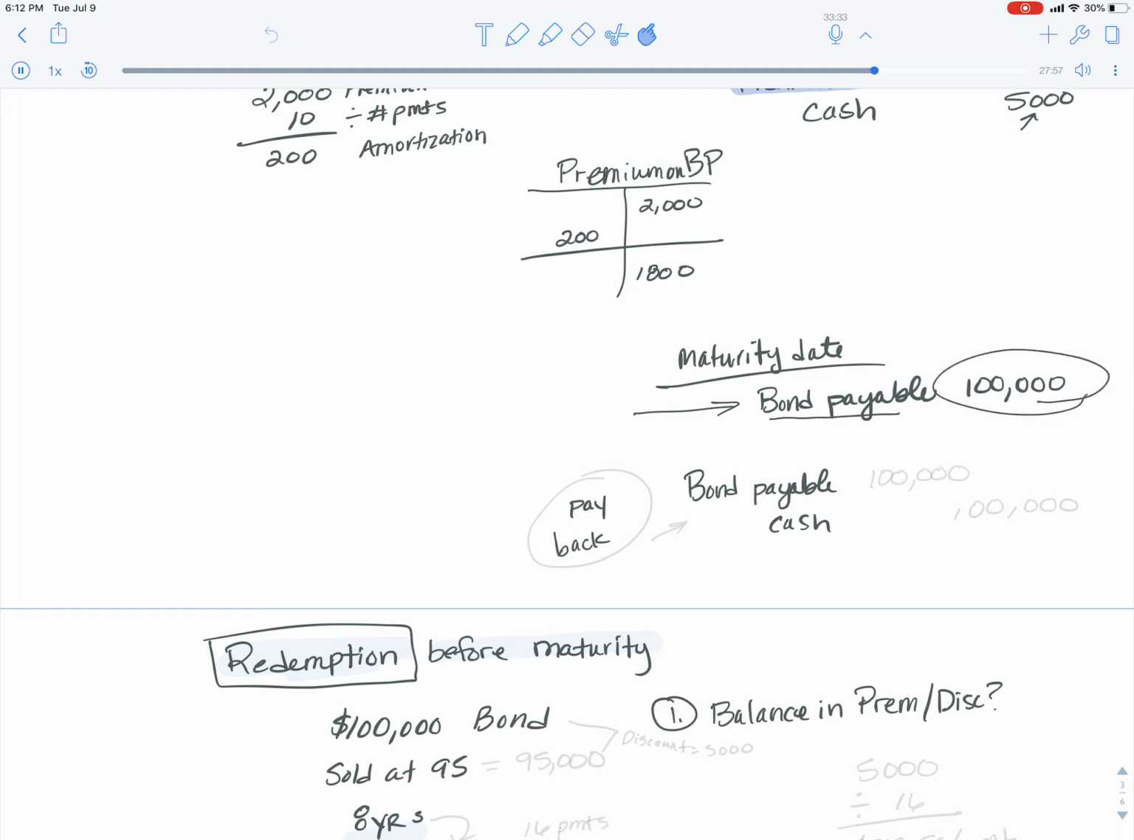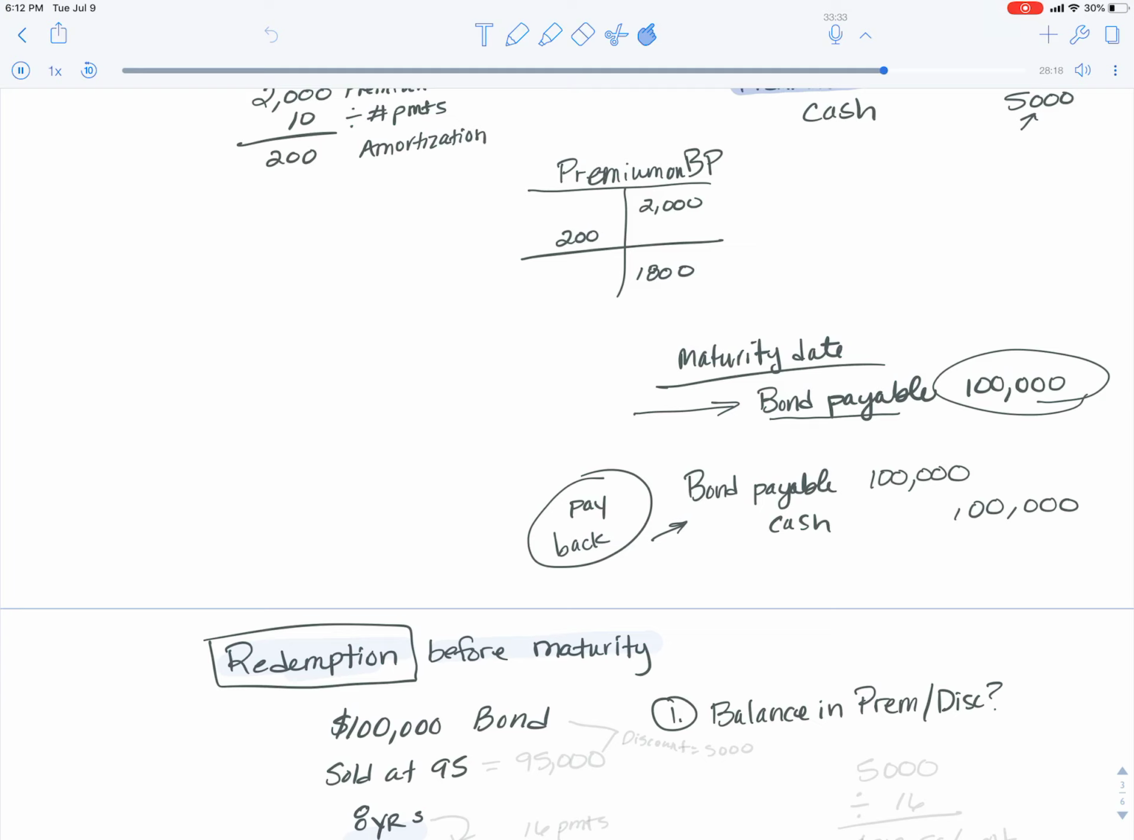So all that's left on the books at that point is the $100,000 bond we have to pay back. So when we pay it back, the journal entry is to remove the bond payable and to write a check to our bondholders for the $100,000 that we owe them.